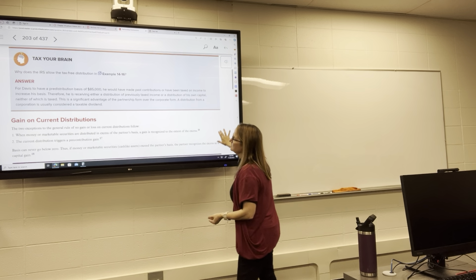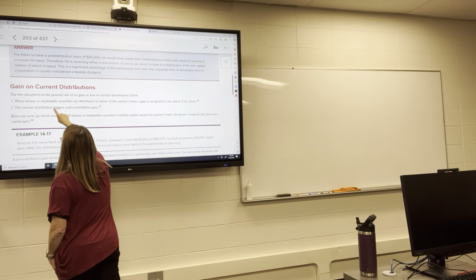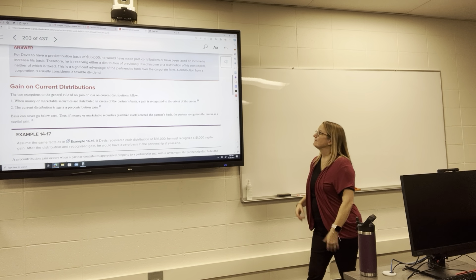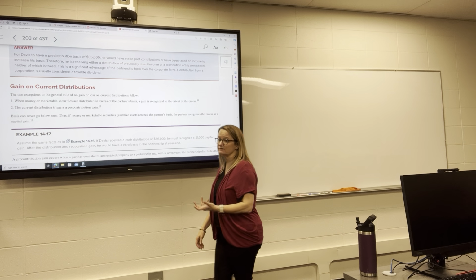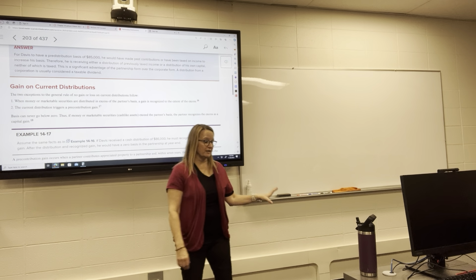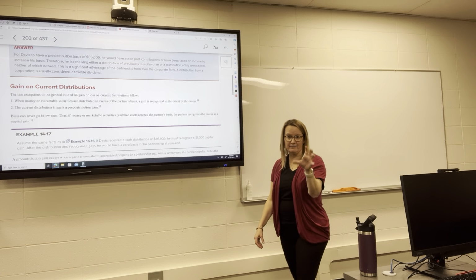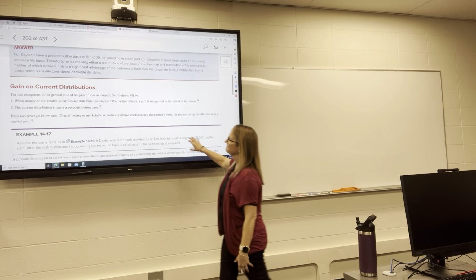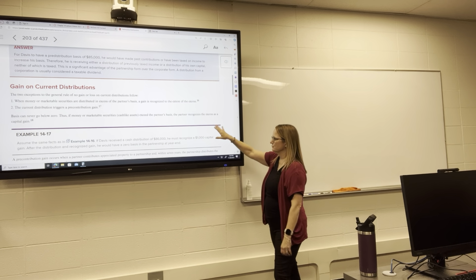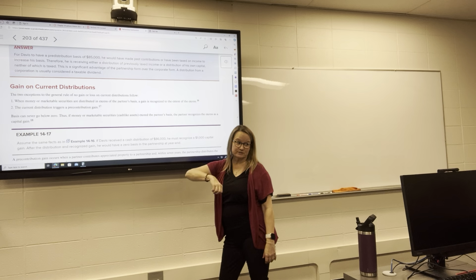All right? So there are two exceptions to no gain. When money or marketable securities are distributed in excess of the partner's basis, then you have to recognize a gain to the extent of the excess. That means you're overdrawn in your bank account. You had $84,000 and you took out $85,000. You're now overdrawn by $1,000. You're going to have to pay tax on that $1,000 at that point. Or if the current distribution triggers a pre-contribution gain, I have to go through that again because I always forget what that is. But basis can never go below zero.